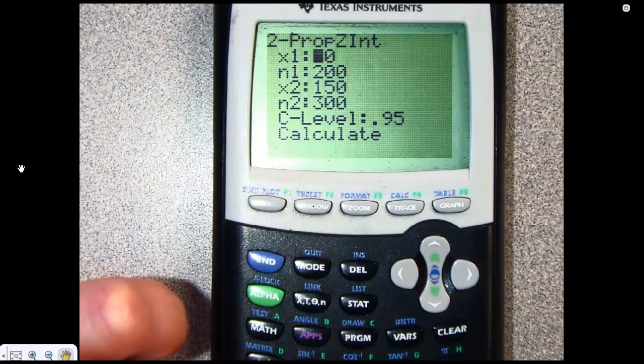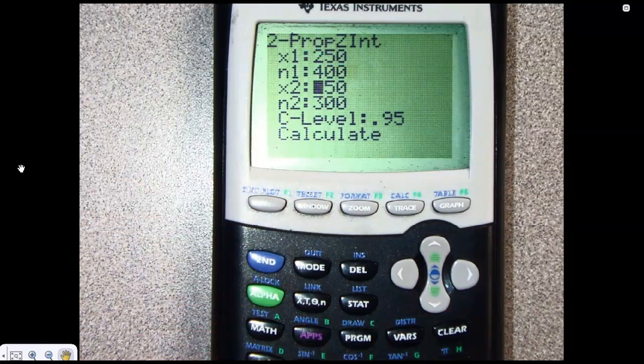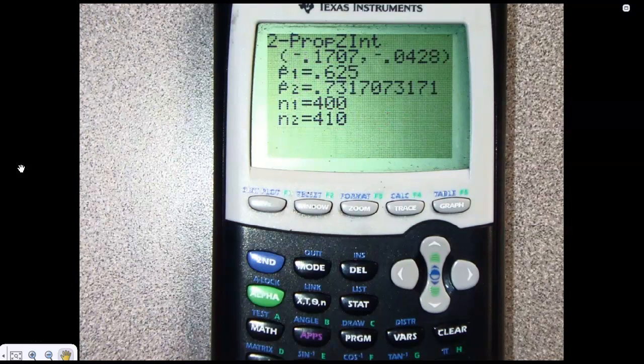So you just type in 250 out of 400. We don't really know P1 and P2, like the decimal version, yet, but it'll find it for us when we hit the calculate button. And then 300 out of 410, we'll just leave it at 0.95. So then it ends up giving you P1 hat and P2 hat. So my interval is negative 0.17, comma negative 0.043, let's say. And then I've got to subtract those to get this number here because they didn't really tell me. So I know that is P1 hat. So this up here is the 0.625. This is the 0.732. So I've got to subtract those.